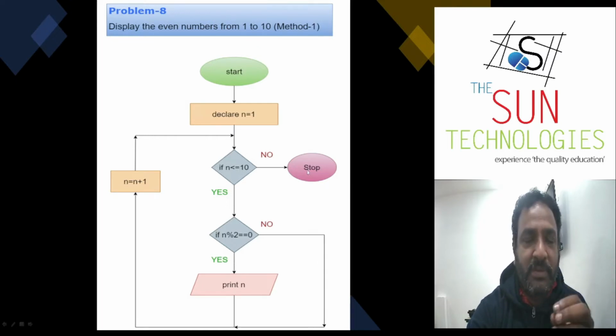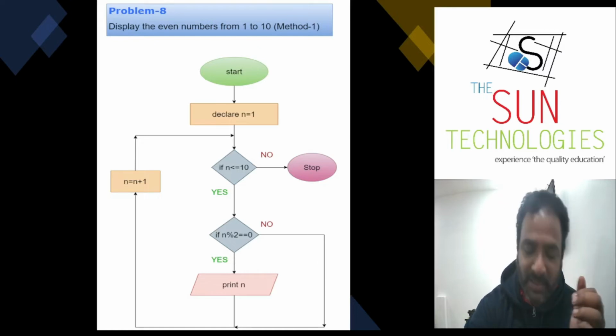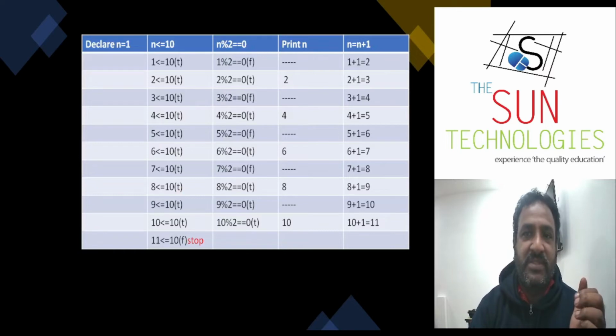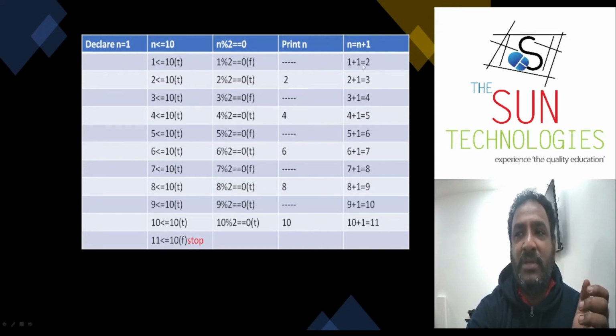Whatever information I have given now, same thing I will explain with the help of a technique called a dry run. So here, initially the value of n is 1. It will check the primary condition, 1 less than or equal to 10, the condition is true. 1 modulus 2 equal to 0, the condition fails, so it won't display anything. And 1 plus 1, so it becomes 2.